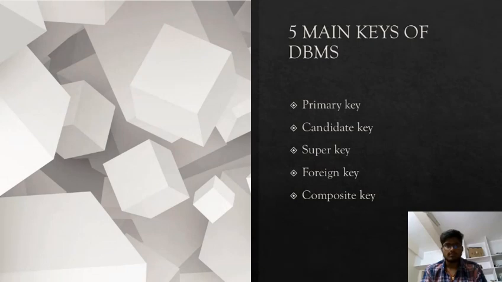Now let's see how many keys there are. There are many keys available in DBMS. We consider five main keys as of now. First, the primary key, and next the candidate key, super key, foreign key, and composite key.